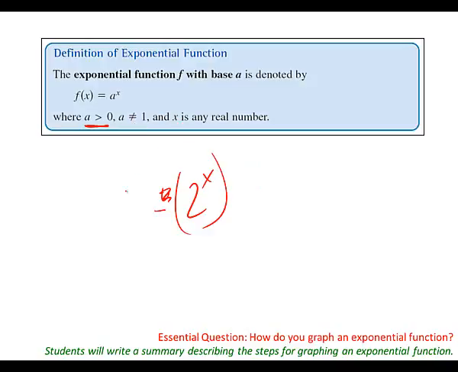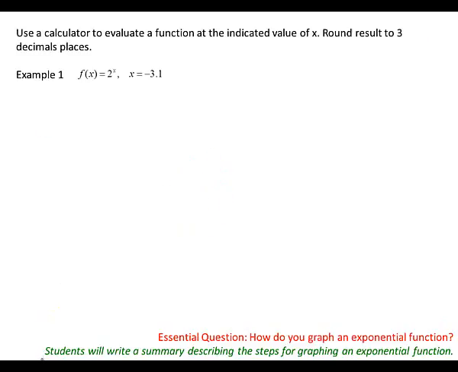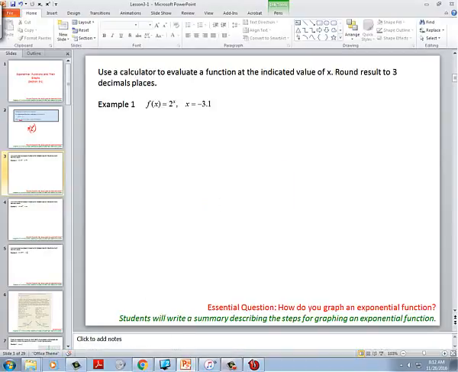And x can be any real number. So this could be positive or negative. It could be a fraction. It could be a decimal. So the first thing is we're going to use the calculator to evaluate the function at the indicated value of x and round the result to 3 decimal places. Okay, so let's use our calculator to do that. That's why you need your calculators today. All right, so 2 to the -3.1 power. All right, so we're going to go to our calculator.